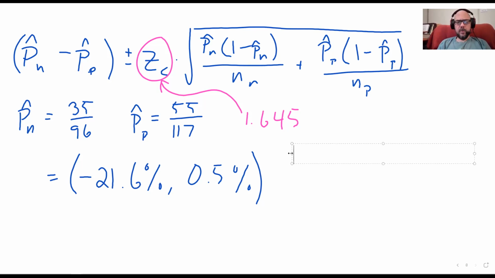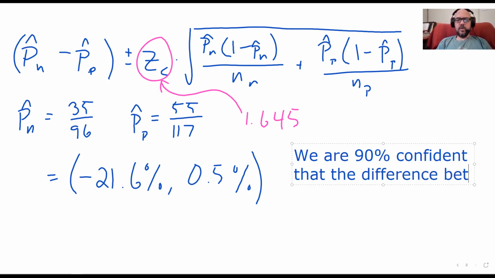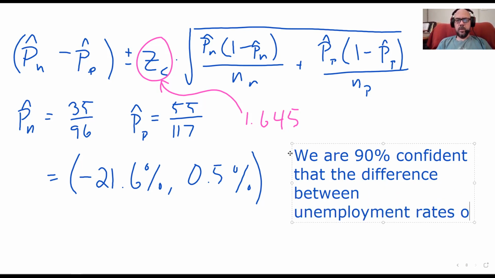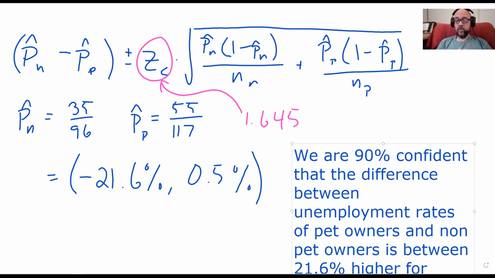So we are 90% confident that the difference between unemployment rates of pet owners and non-pet owners is between 21.6% higher for pet owners and 0.5% higher for non-pet owners. And yes, I know you can't see that right now.